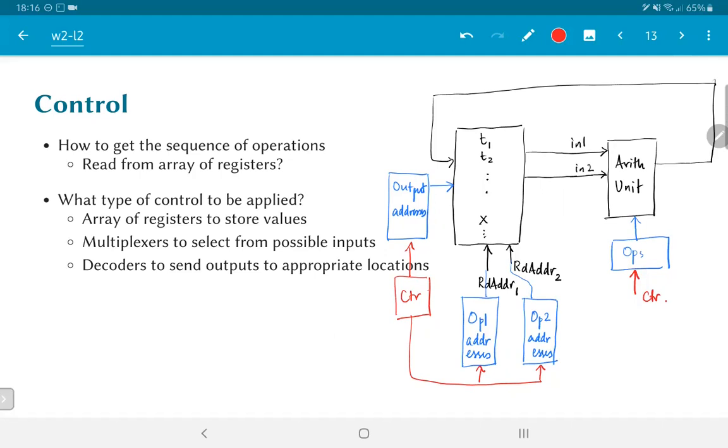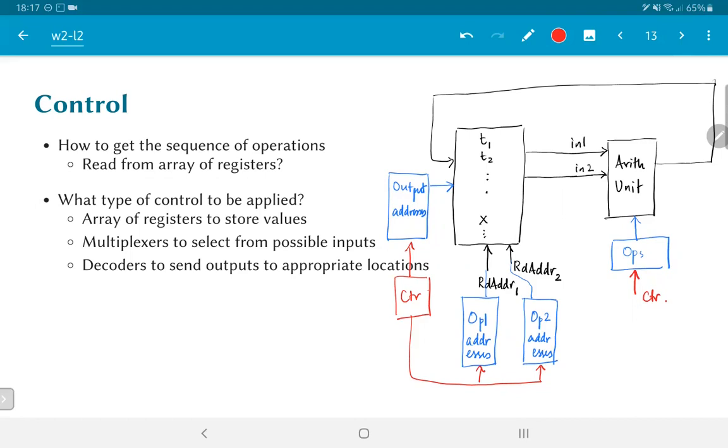And in addition to that, all the blue boxes over here show us that we have various different arrays within which we are storing the control logic. So op1 and op2 store the addresses from which to get the inputs. Output address array stores the addresses where the outputs of each operation need to get stored. And the ops array stores the corresponding operation itself.